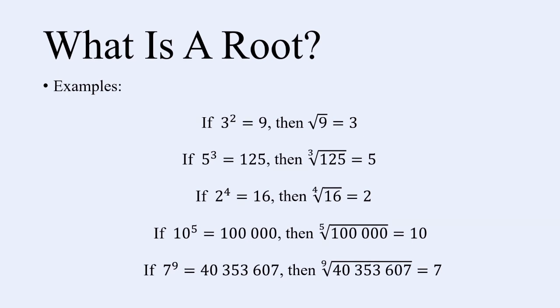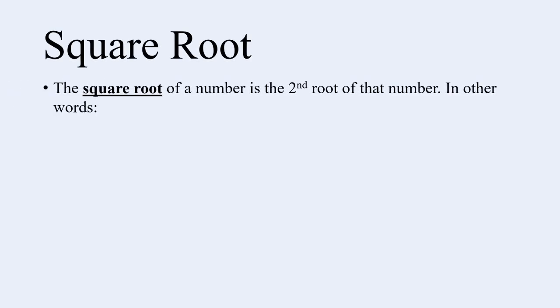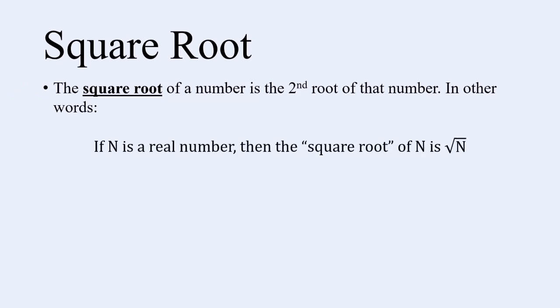Now, a special type of root is called the square root. The square root of a number is just the second root of that number. So, in other words, if n is a real number, then the square root of n is written as n inside a root symbol. For example, the square root of 16 is equal to 4.